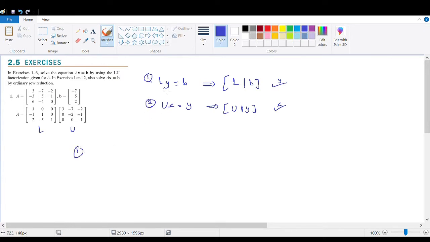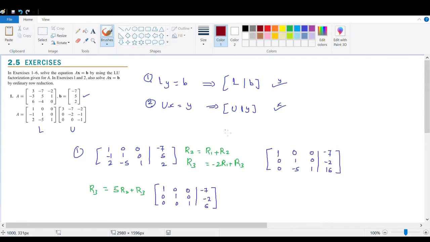For the first step, we need to solve Ly = b, and we need to row operate it for b, which is given here. So L is [1, -1, 2; 0, 1, -5; 0, 0, 1], and our b is [-7, 5, 2]. Let us do row operations and find y. After doing row operations for the matrix L and the vector b, we get this result. So from here y is [-7, -2, 6].